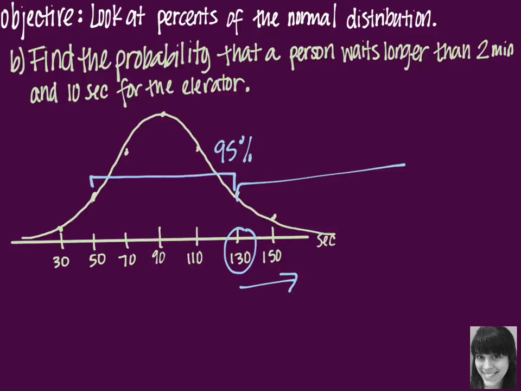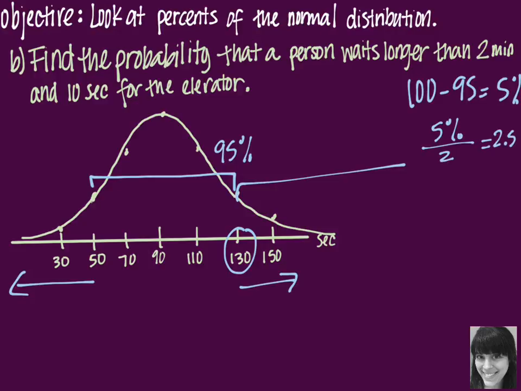So I'm going to take away 95% from 100%. So 100% minus 95% is going to give us 5% left over, right? But that 5% is from 130 and everything higher, and 50 and everything lower. So it's both of these combined. This is where the fact that the normal distribution is symmetrical comes in handy. So all I have to do is take 5% and divide it by 2 to get the percent that will wait longer than 130 seconds. I divide by 2 and I get 2.5%. So the probability that a person waits longer than 2 minutes and 10 seconds for the elevator is 2.5%.